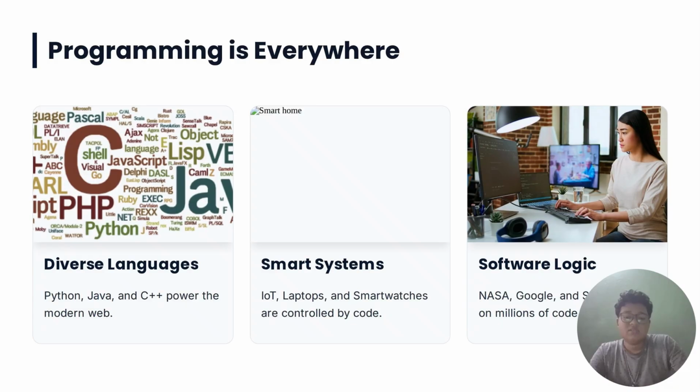Then comes the smart systems. They also use programming. In this, IoT, Internet of Things, laptops, and smartwatches are controlled by code. Without code, they are nothing. They are a piece of hardware that doesn't work. And the last is the software logic. NASA, Google, and everything uses millions of lines of code, because these big companies, these big softwares need a huge amount of code to run and function.